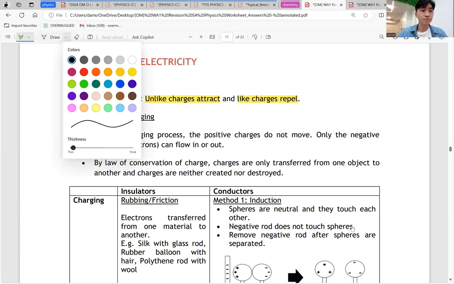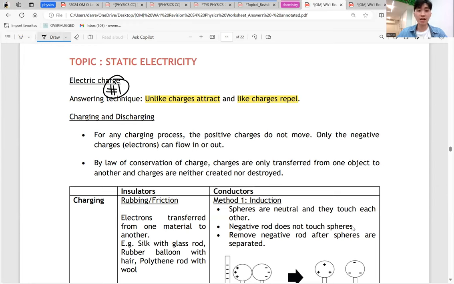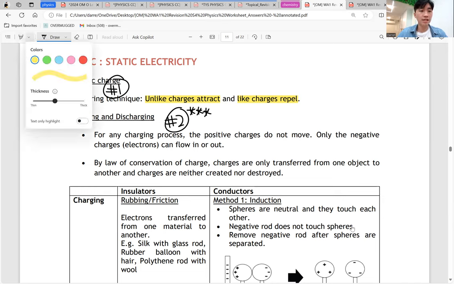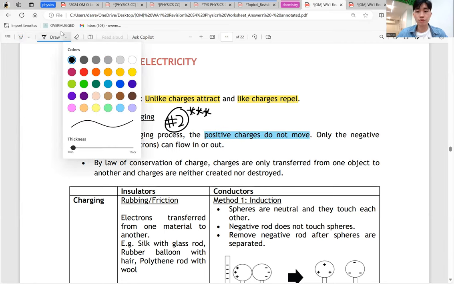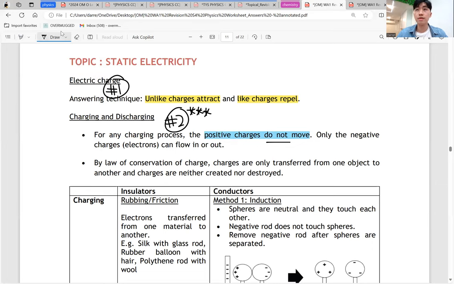The second rule, the only other rule today, this one is super duper important. Highlight this for me. Positive charges do not move. I repeat 2 more times. Positive charges do not move. Positive charges do not move.